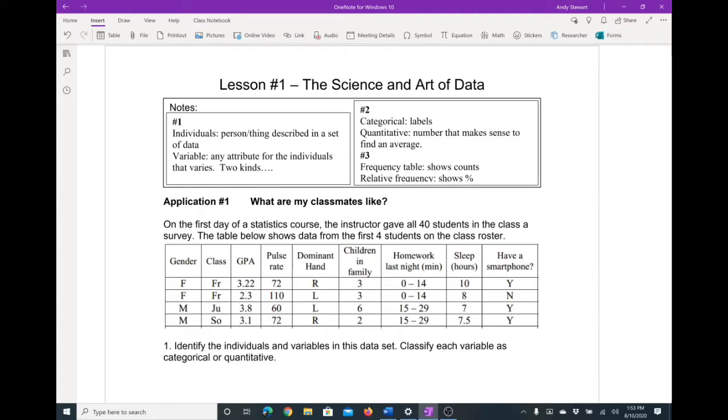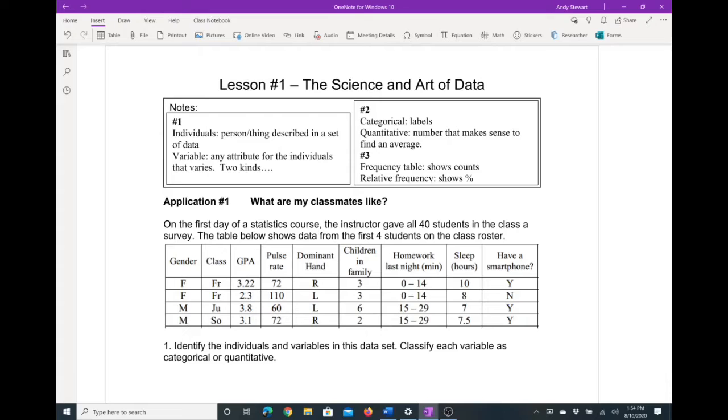First of all, individuals. Persons or things described in a set of data. Those individual things could be a person's height, a person's weight. They could be the age of a car, the number of miles per gallon in a car, things like that. Now, the variable is any kind of attribute for the individuals that varies. And we're talking about between individuals. So from individual to individual, for example, height varies.